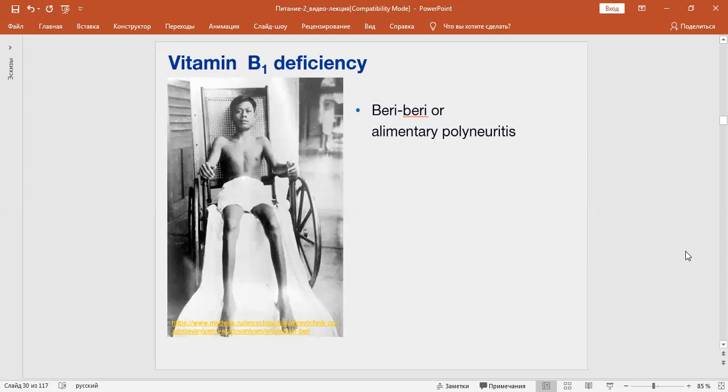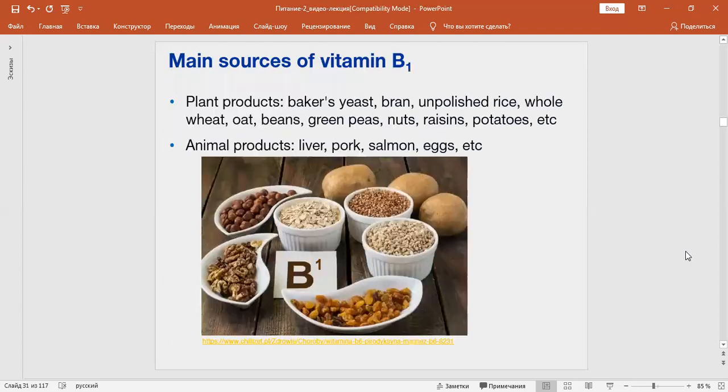Typically, degeneration begins in the legs and arms. It's manifested in muscle atrophy and loss of reflexes, a sensitivity disorder and paresis, paralysis of the extremities of the hand and foot. Vitamin B1 is contained in bakery yeast, bran, unpolished rice, whole wheat, oat, beans, peanuts, nuts, and raisins, as well as in products of animal origin, such as liver, pork, salmon, chicken fillet, eggs, and so on.